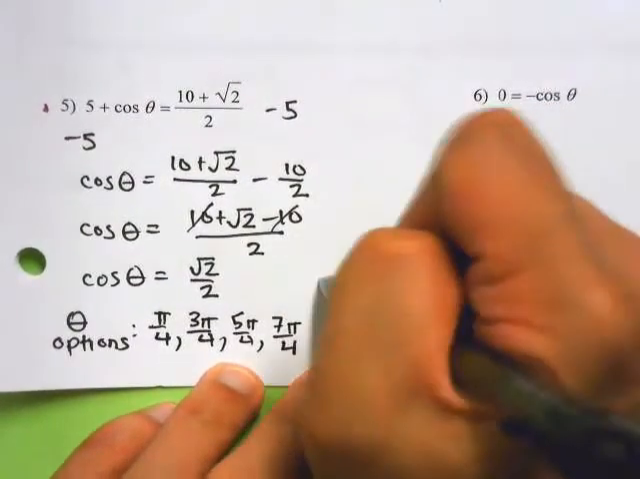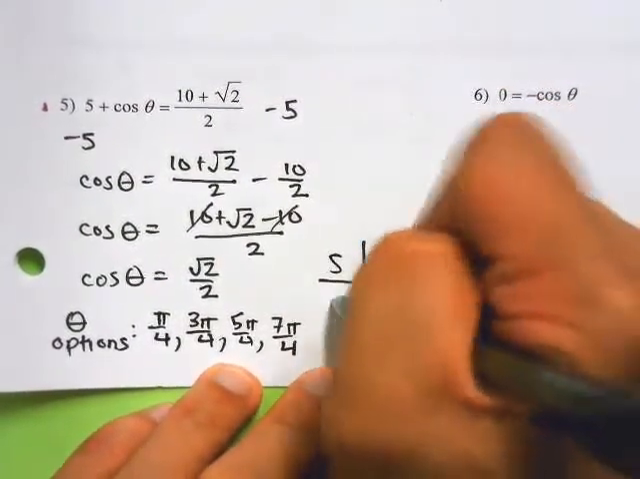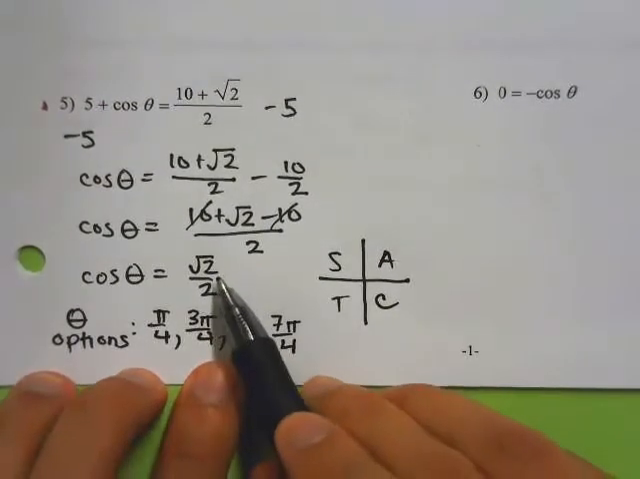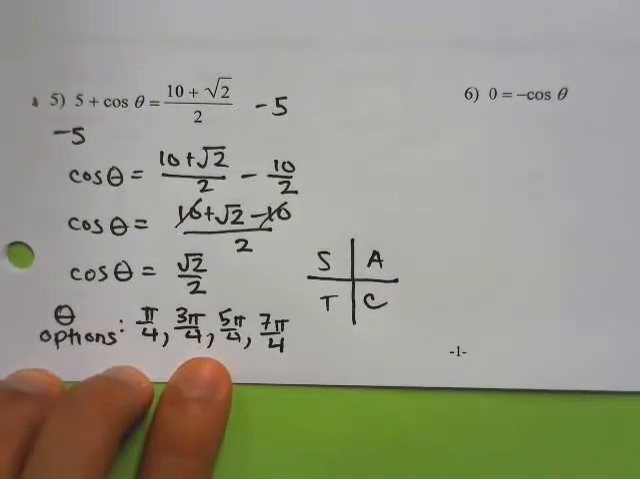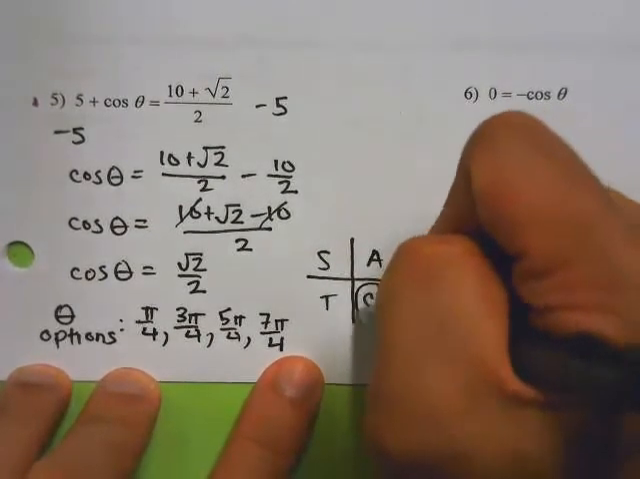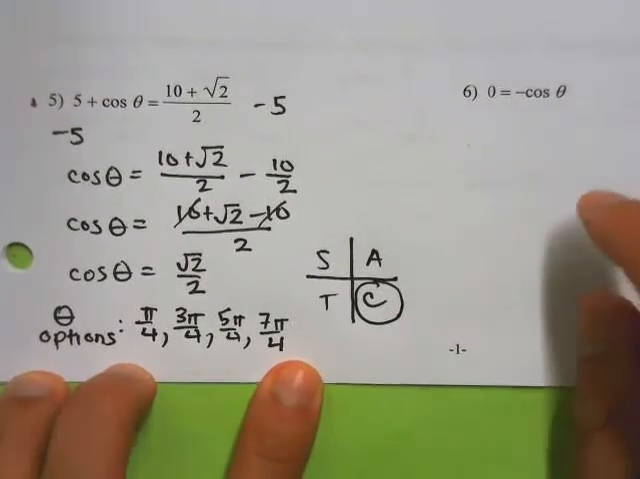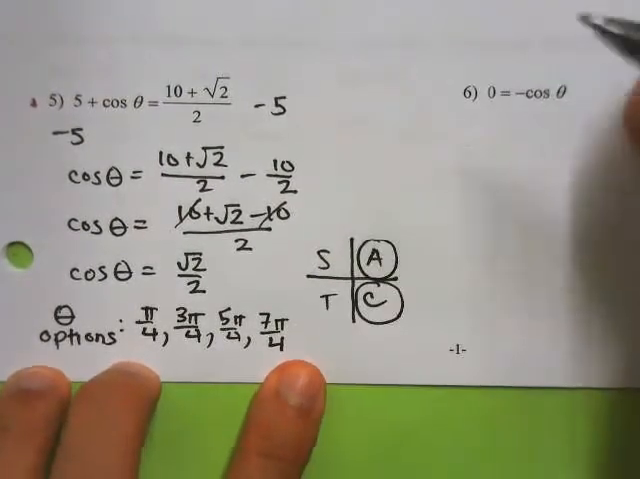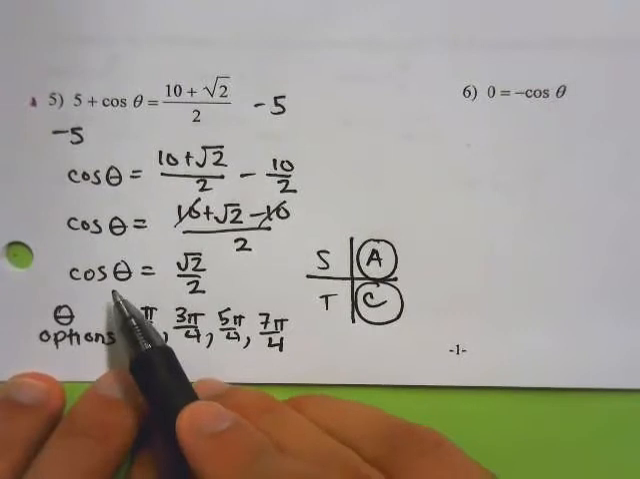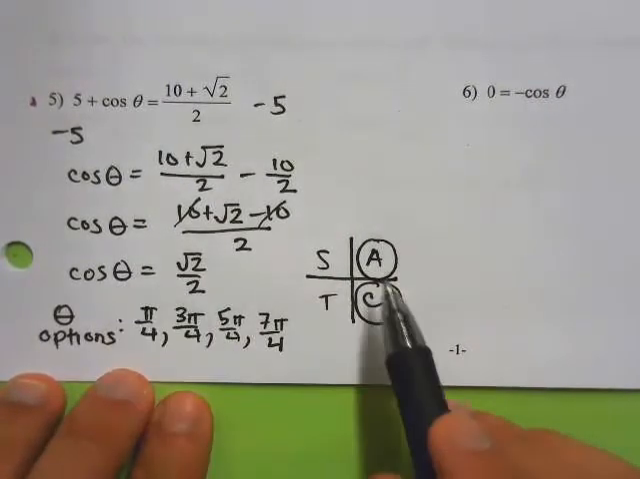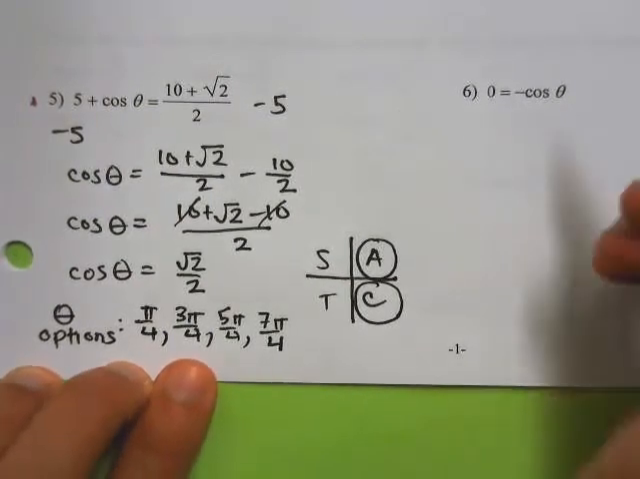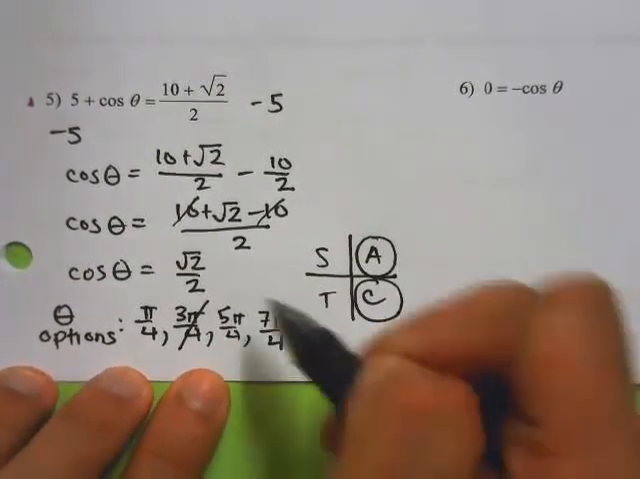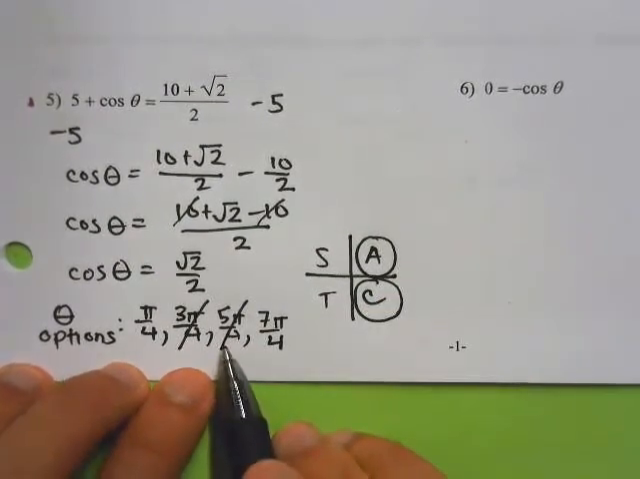We just got to figure out all students take calculus. We want positive square root of 2 over 2. And we know that cosine is positive on quadrant 4 and also one more quadrant. Where is it? Also in quadrant 1. Because those are the only times when cosine is positive. So we're going to not select the angles that are in quadrant 2 and quadrant 3. And those are these angles over here. So we're going to cross this out because that's in quadrant 2 and this one is in quadrant 3.